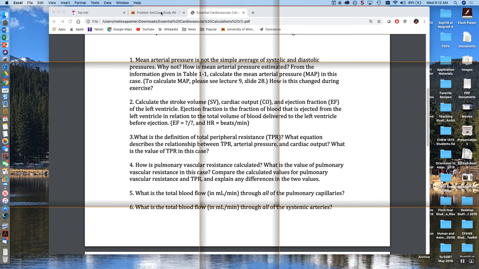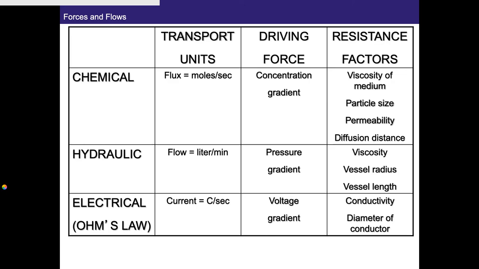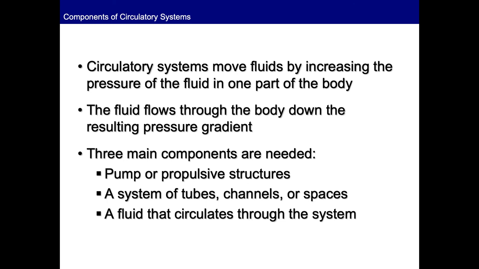Let's continue on, this is just an introduction. We have about 10 more minutes here. I want to get through some basics in the circulatory system in general. Animals across the board have different circulatory systems. There's three main components of any circulatory system: some kind of pump or propulsive structure that establishes the pressure gradient, a system of tubes, channels or spaces, and fluid that circulates through the system.